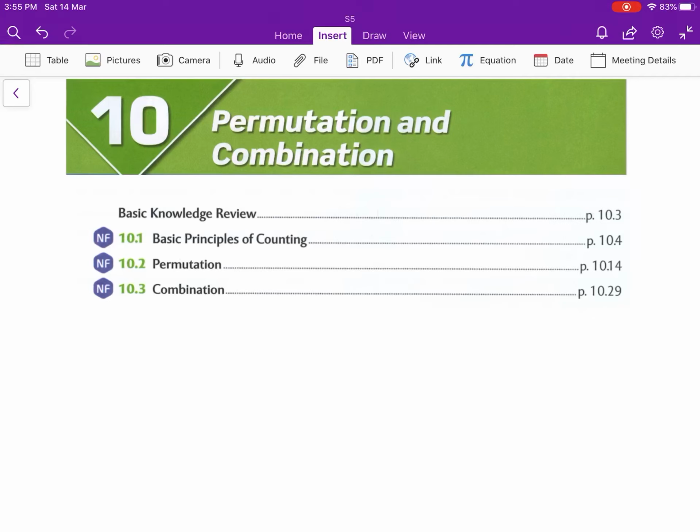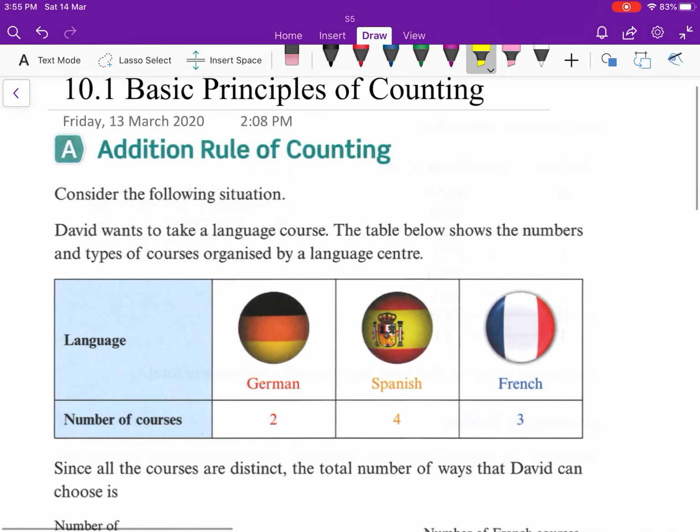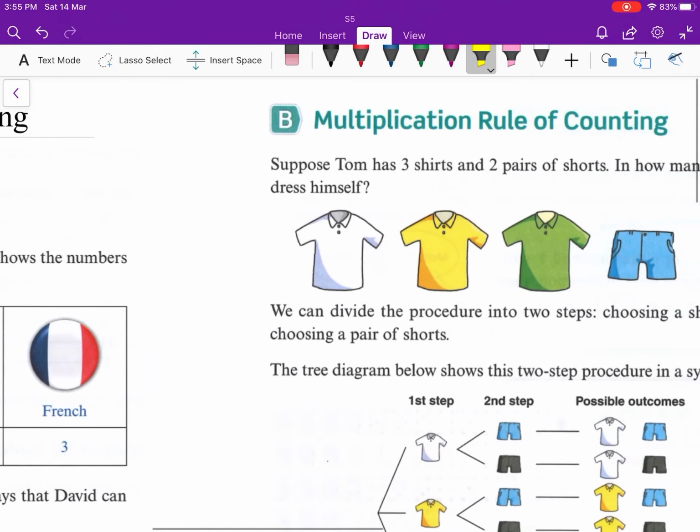So today we will start a new chapter, Chapter 10, Permutation and Combination, okay? The whole chapter only has 3 sessions: 10.1, the basic principle of counting; 10.2, permutation; 10.3, combination. These two topics are very important, so we will spend more time on 10.2 and 10.3. 10.1 is just some basic principles before you learn about permutation and combination. So now let's start, okay?